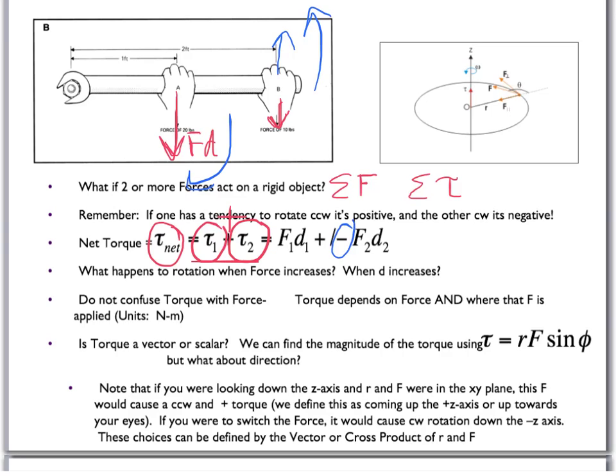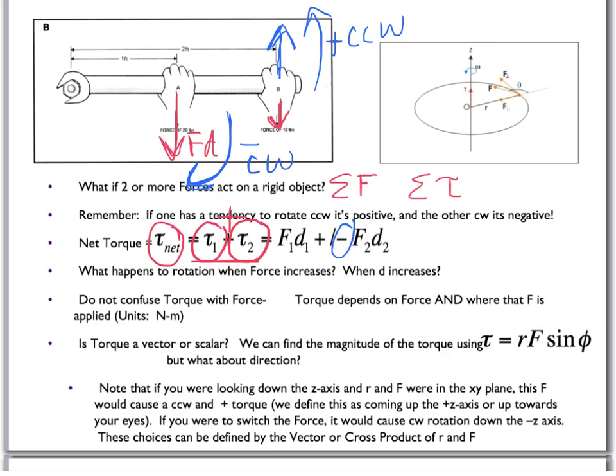In the case where they're working against each other, we would add these values where we have to include the direction of the positive torque being one that is causing counterclockwise rotation, and the negative torque being the one that is causing the clockwise rotation. So that's how we define direction with that.